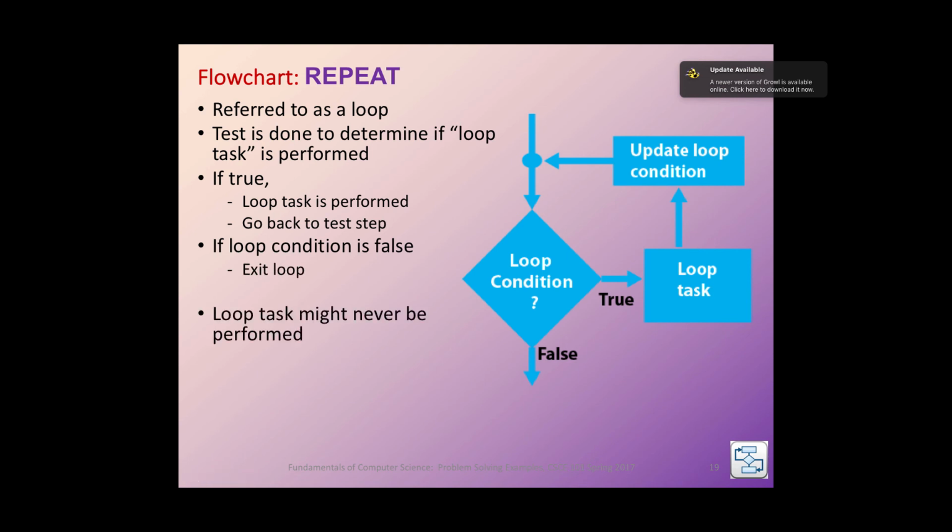Okay? Because the condition is tested before the loop is performed, the loop task might never be performed. Almost had a double negative in there. Okay? And this type of loop is referred to as a pre-test loop, meaning the flow of the program comes and you hit the test condition before you hit the loop task.